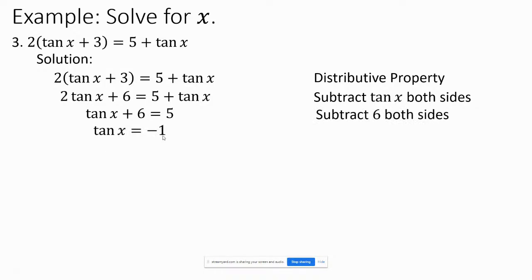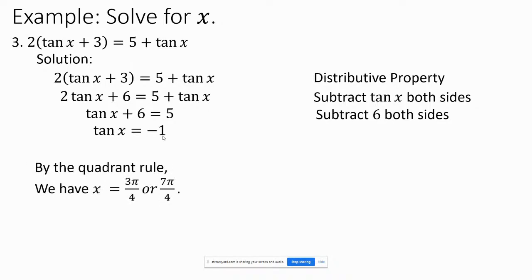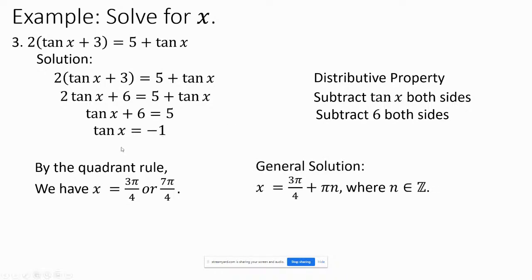Okay? Parang nasolve na namin kanina, sir, yung tangent x equals negative 1. So, it should be 3 pi over 4 or 7 pi over 4. General solution. Ayan. Sir, dalawa yan eh. Bakit isa na lang ngayon? Okay. Bakit hindi na siya 2 pi?